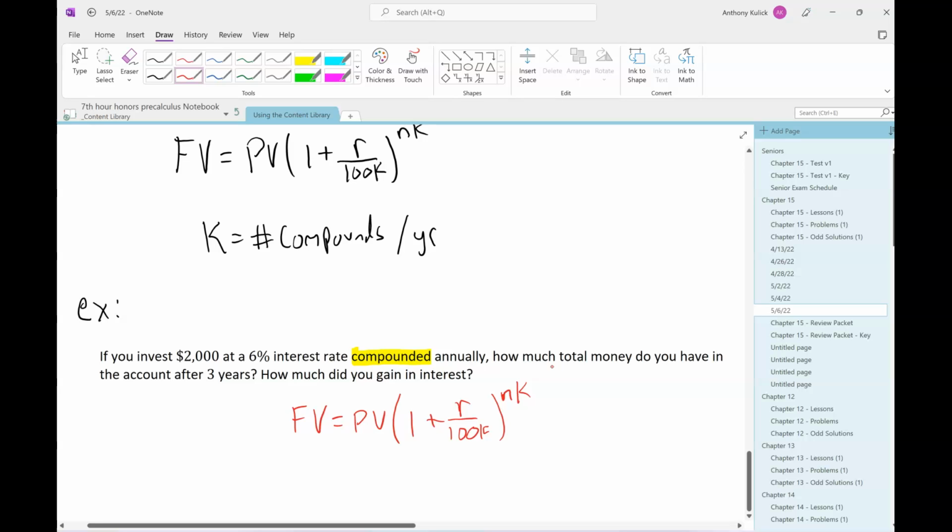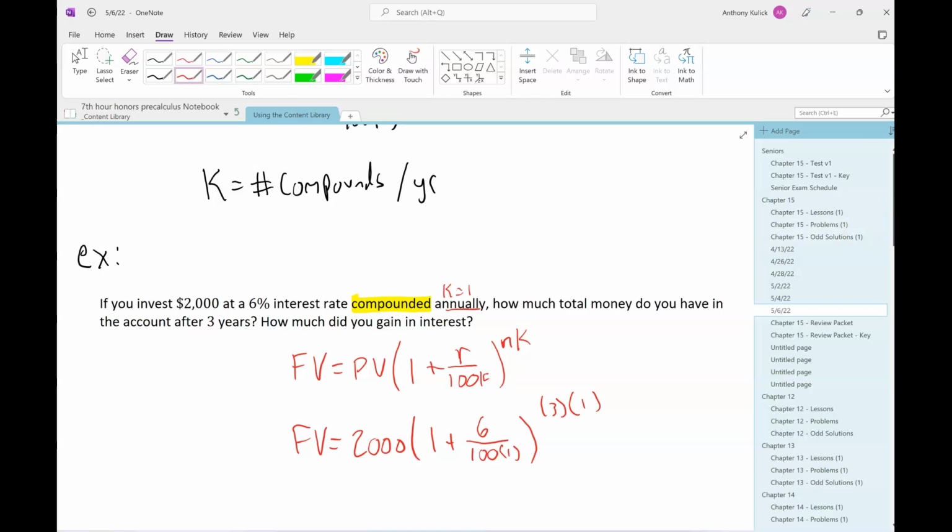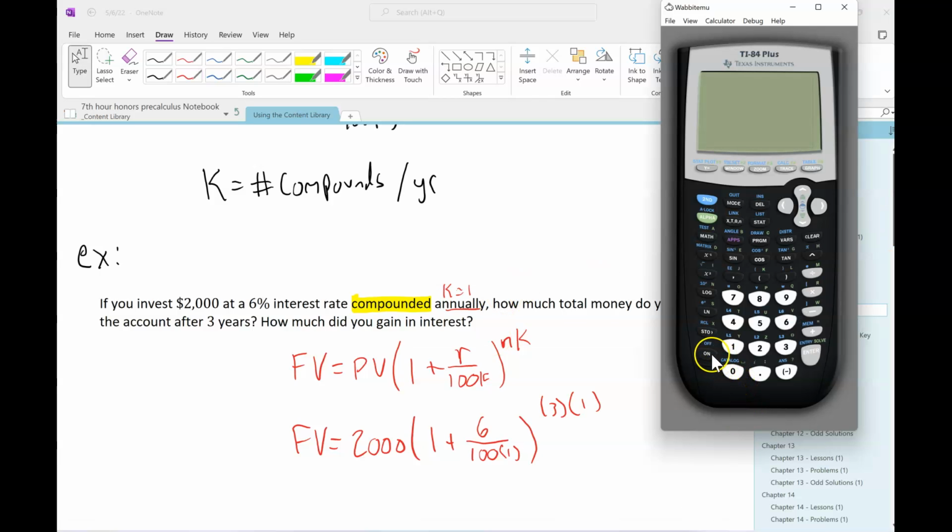Okay. And this sounds like exactly the same situation as the previous one, except it's compounded now instead of simple, right? So we're still looking for FV. PV is still 2,000. R is still 6. N is still 3. But what is the K in this situation? 1. Why is it 1? Yeah, so that word annually is our cue for the K. Cool with that? Okay. So let's take a look at that.